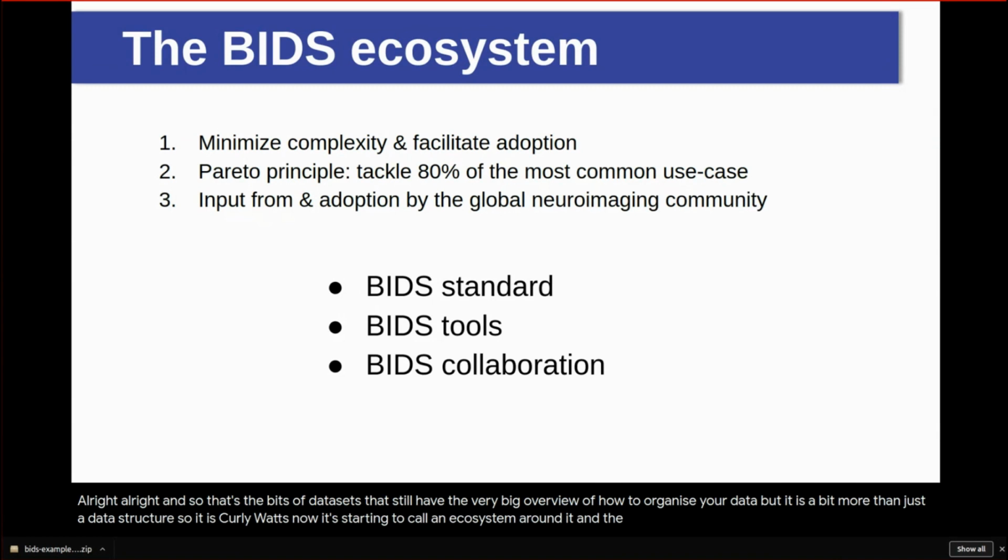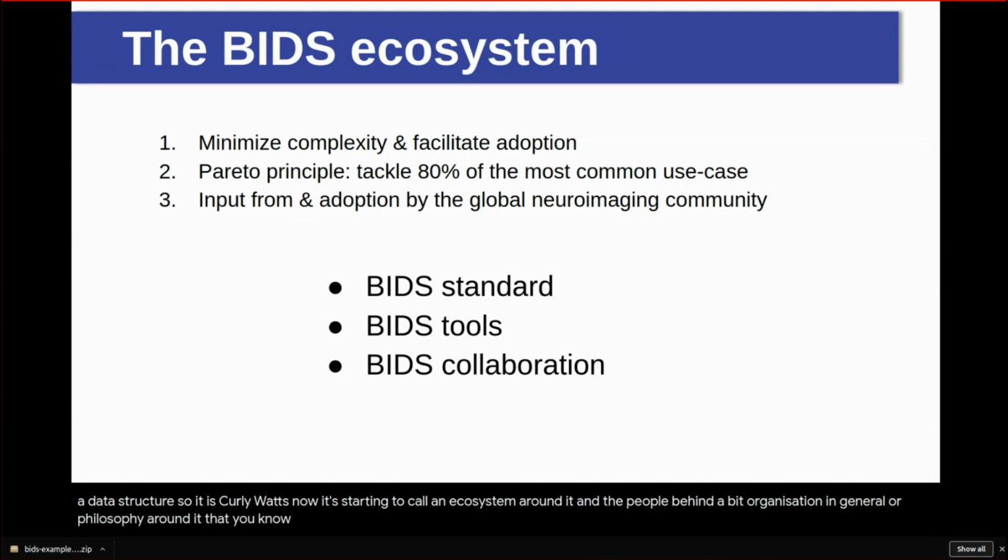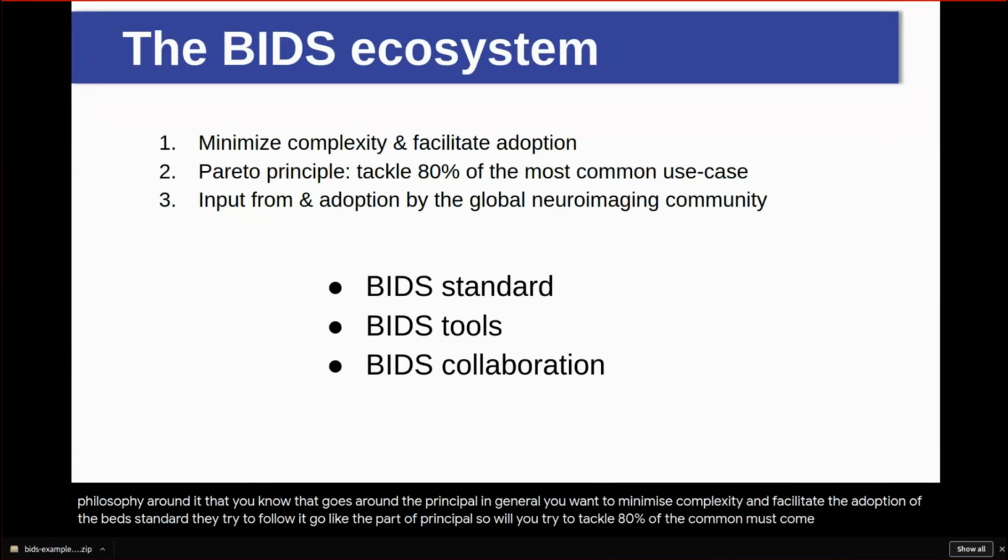The people behind the BIDS organization in general have this sort of philosophy around it that goes around those three principles. In general, you want to minimize complexity and facilitate adoption of the BIDS standard. They try to follow what's called the Pareto principle, where you try to tackle 80% of the most common use in the community.